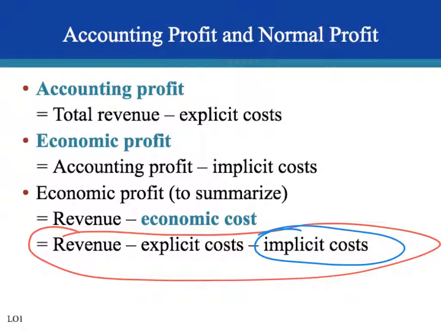And truly, when we make business decisions, we should look at implicit costs. What are we giving up to get something else? So if I'm going to quit my job, let's say I made $200,000 teaching, and I want to start my own business, I should be taking into consideration the amount of money that I would be giving up teaching in order to start my own business.